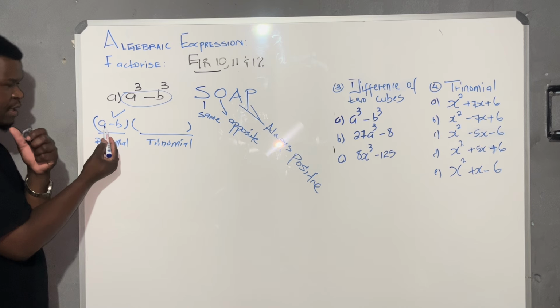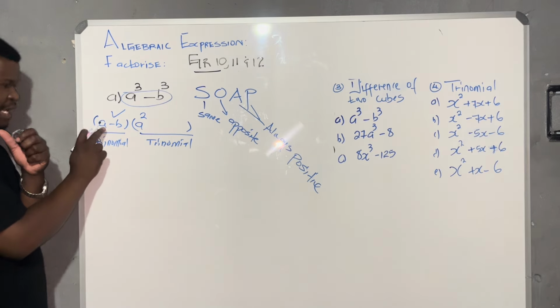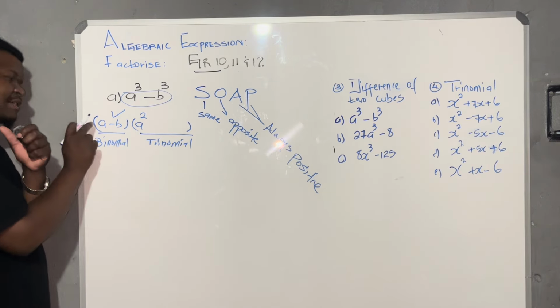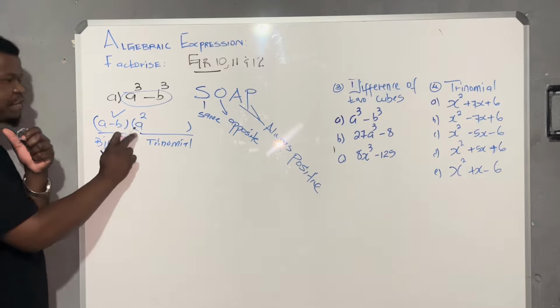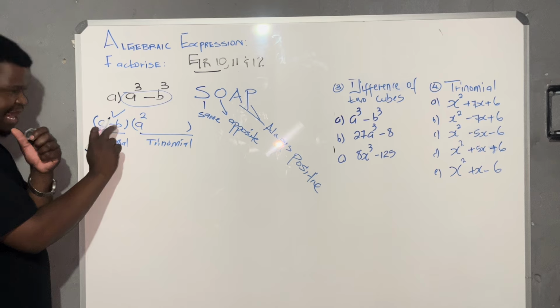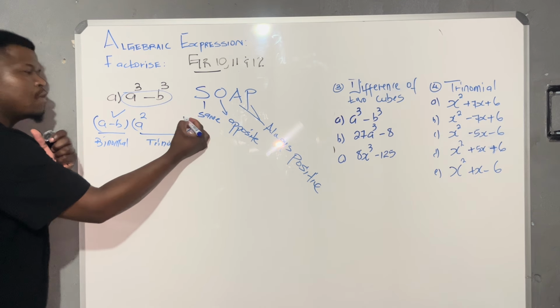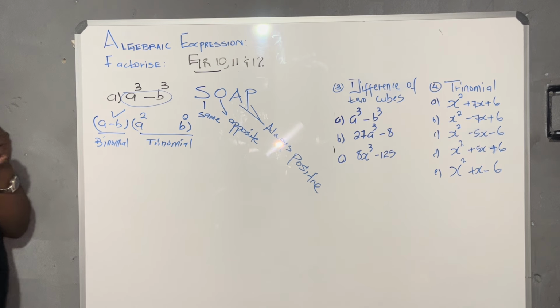Now we say this: A, we square our first term. Let the first term of a binomial be the first term of a new trinomial, and let the last term of a binomial be the last term of the trinomial. However, we square them.